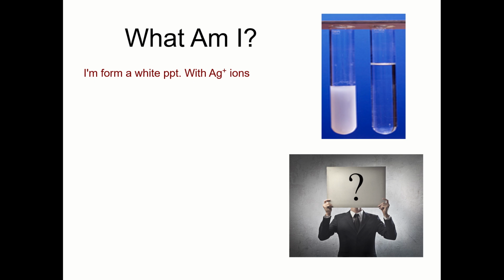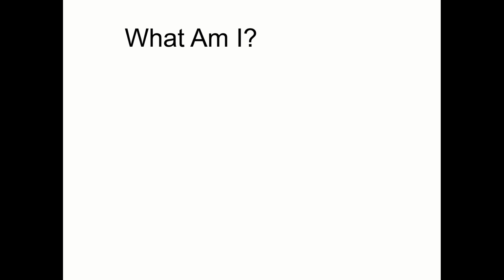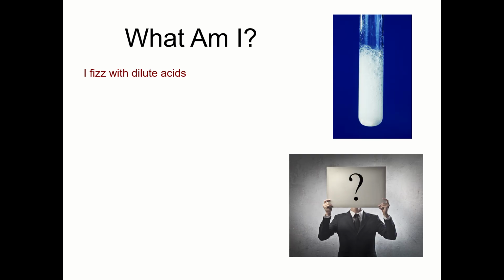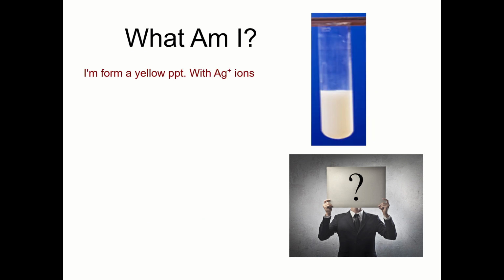This time I'm going to give you some observations and you've got to decide what is the ion that is present. So in this one we have added silver ions to the solution and we've got a white precipitate. So pause the video, have a think about it. That's of course chloride ions. In this one, it fizzes with acid, so what ion would I have had in that original solid or solution? It's of course the carbonate ion.